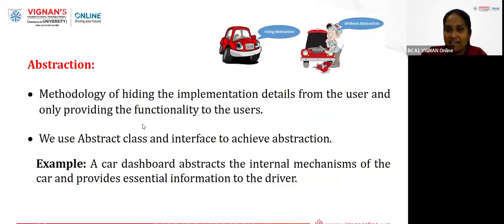Let us see. Abstraction. What is abstraction? Hiding the implementation details from the user and only providing the functionality to the user. That is to be called as abstraction, right? So here you can see a diagram. Here, he is the car owner, right? Using abstraction, he can have like this. Without using abstraction, he can have like this, right?